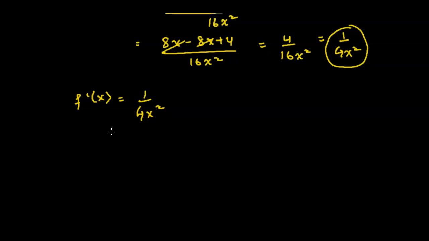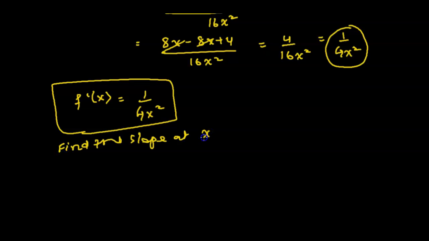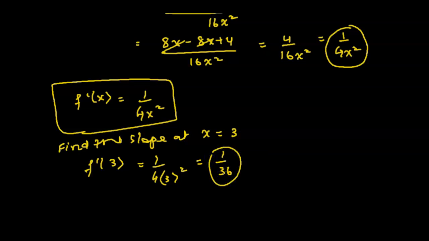Here we need to remember one thing. This is a general derivative formula for the given function f(x). If we are asked to find the slope at a given x value, for example at x equal to 3, in that case we would substitute x as 3 in the derivative equation, and that would give us the answer 1 over 36. So the slope of this particular function f(x) at x equal to 3 is 1 by 36.